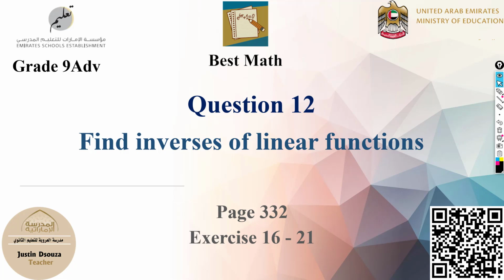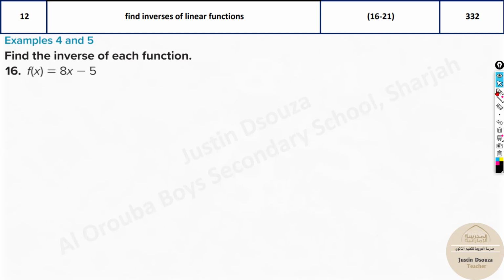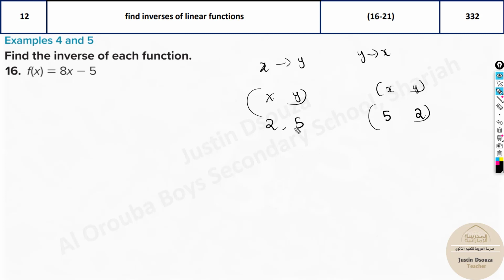Question number 12 is to find inverses of linear functions. Here we need to follow a certain set of rules to find the inverse, because it's about an equation given to us. First thing, inverse means if there is x, it becomes y and y becomes x, right? For example, the inverse of the coordinate pair (2, 5) would be (5, 2). The y becomes the x value and the x value becomes the y value. So this is what inverse means.